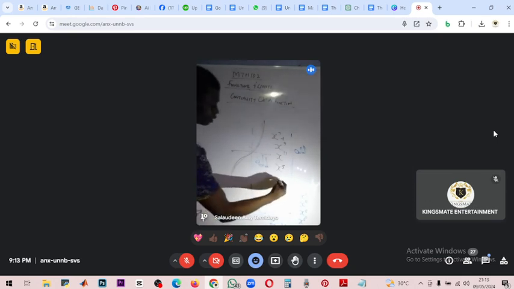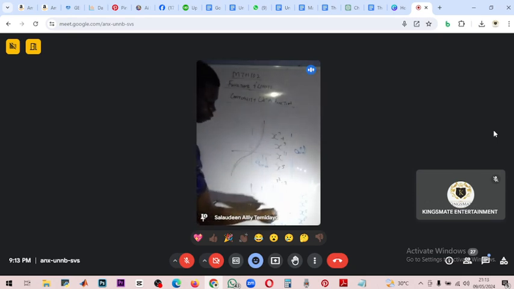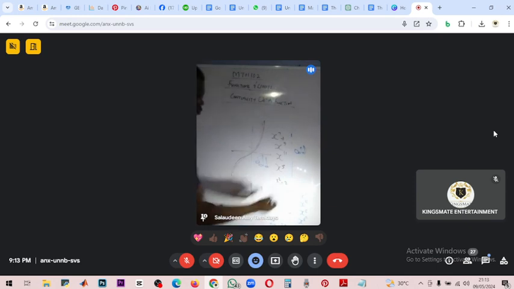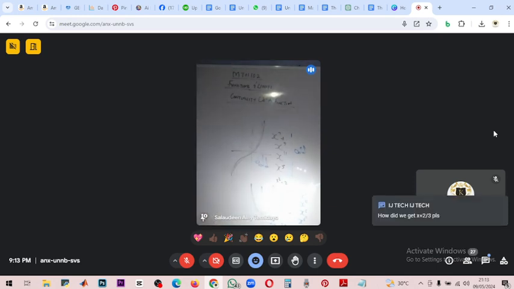So if it's x squared minus 2, then I just have to remove 2 from x. So shifting, we have something called shifting, transformation of graphs. That's what I'll be taking here.